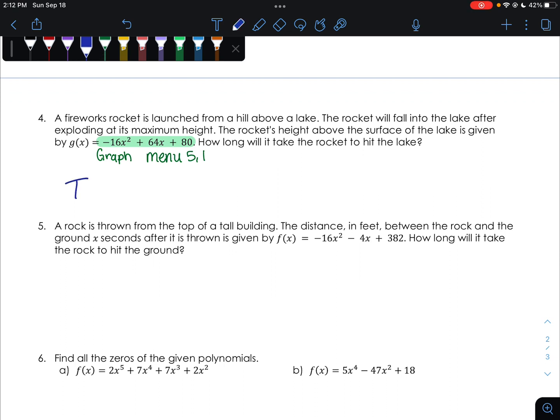So it will take the rocket 5 seconds to hit the lake.